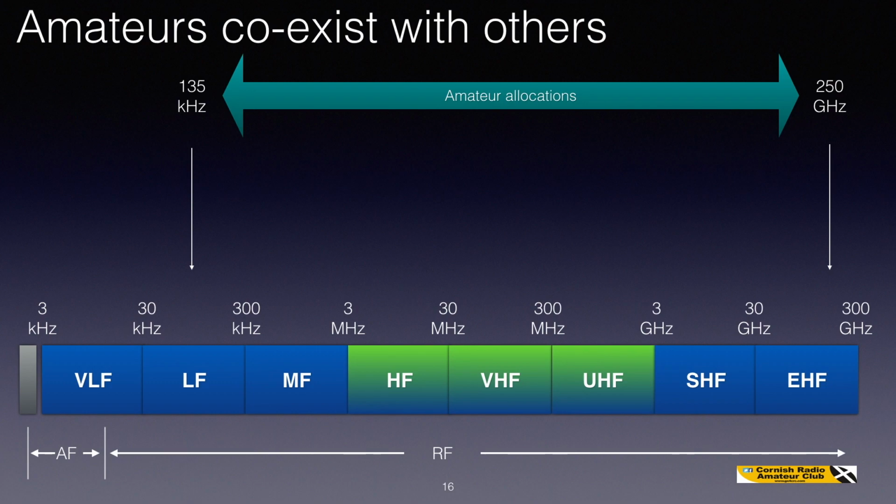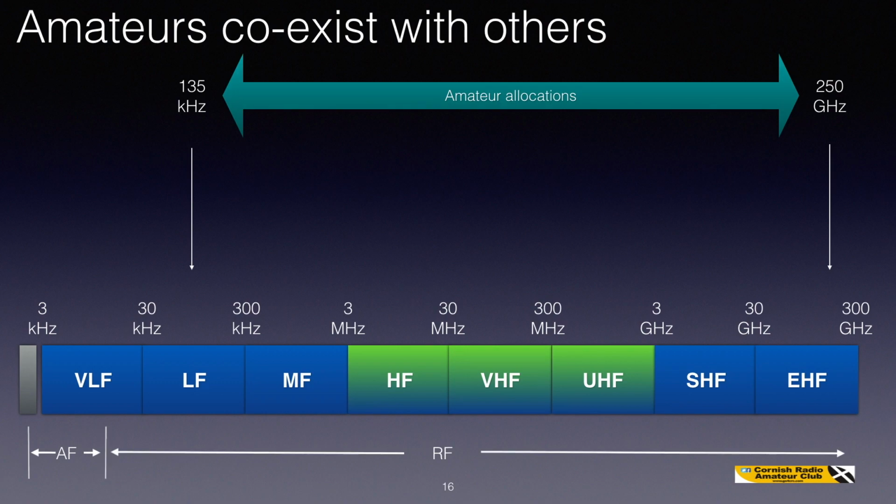Now, 135 kHz means very, very long antennas, and it's quite a practical challenge for amateurs to do that. So perhaps not too many people are brave enough to attempt communication at 135 kHz. And at 250 gigahertz, there are also significant practical difficulties in producing frequencies in that range, and the range of transmission is very, very low because you get atmospheric attenuation at those SHF and EHF frequencies.